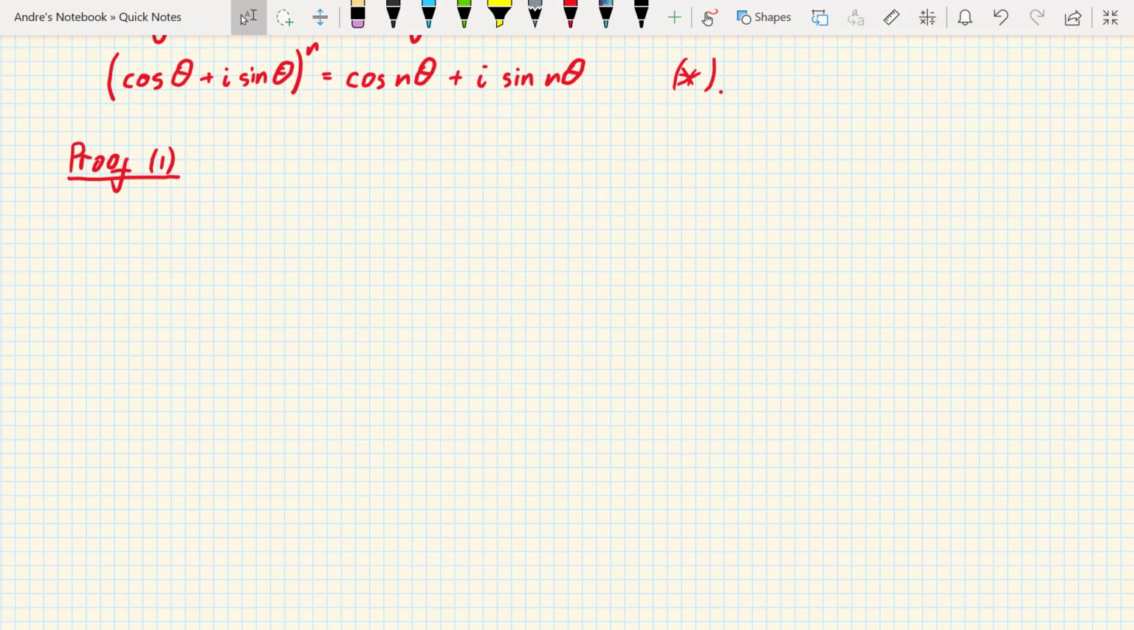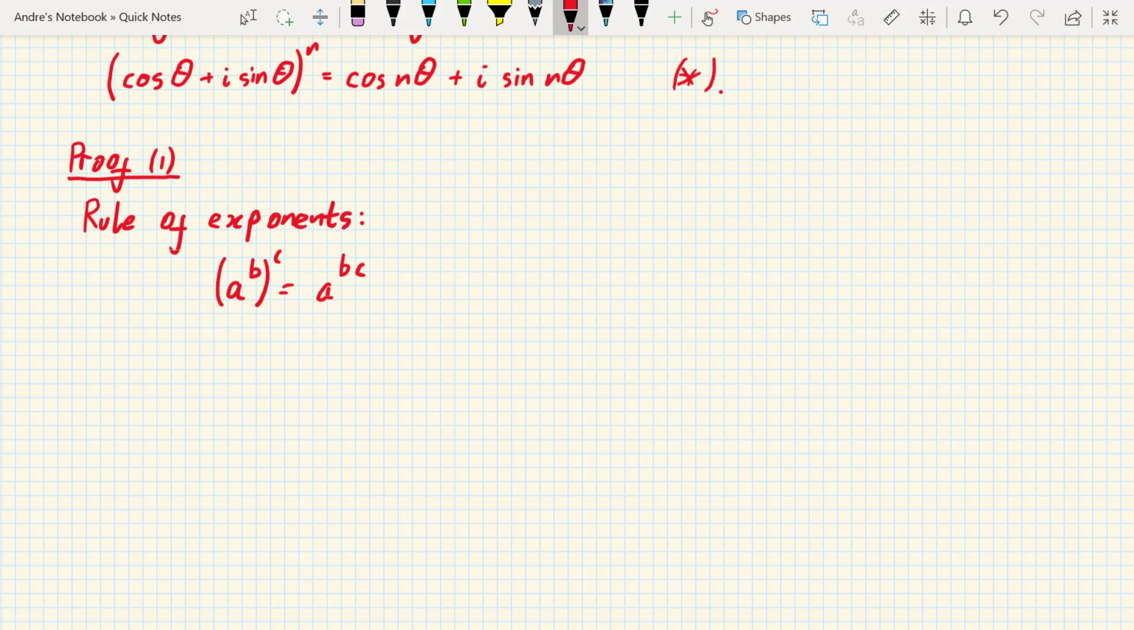For proof number one, we'll start with the rule of exponents, namely (a^b)^c is equal to a^(bc). Now if we set a equal to e, the base of natural logarithms, and b equal to i theta, and c equal to n, which is an integer, then what we get is that (e^(i theta))^n is equal to e^(i n theta).